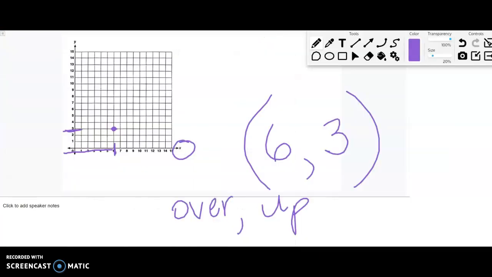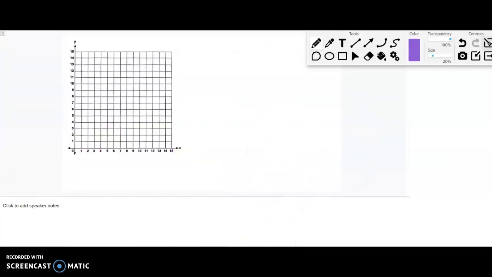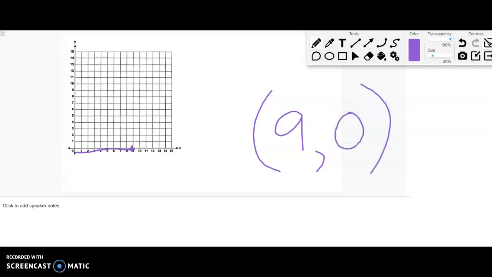All right, let's look at one of the zeros, because zeros can get a little tricky. If I have a point that's right here, notice it's on one of the axes, so one of the numbers is going to be 0. I went over to 9, so my first number is going to be 9, but I didn't go up at all. So my second number is 0. I just stayed right there. Say that was A, then I could put an A next to that.